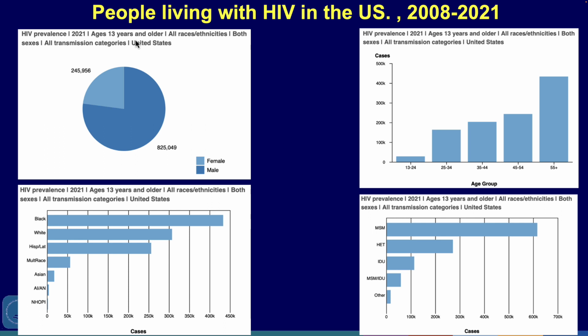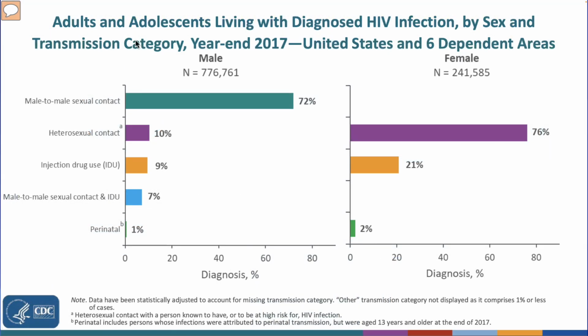So looking at the distribution of those 1.1 million people who are estimated to be living with HIV in 2021, stratified now by gender, age, race, ethnicity, and risk factor, can be important and insightful. You can see most people living with HIV in the US are male, age 35 and older, non-Hispanic Black, and are men who have sex with men. And with such large numbers, it's possible to stratify even further.